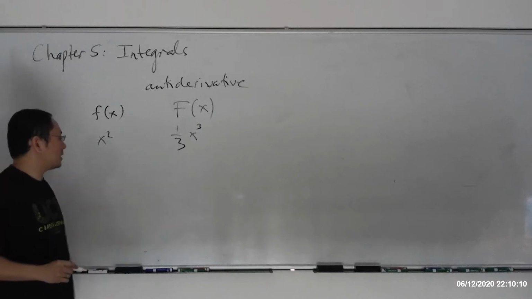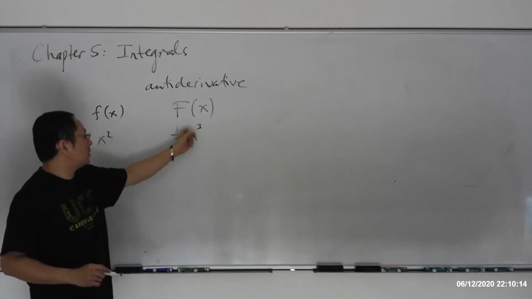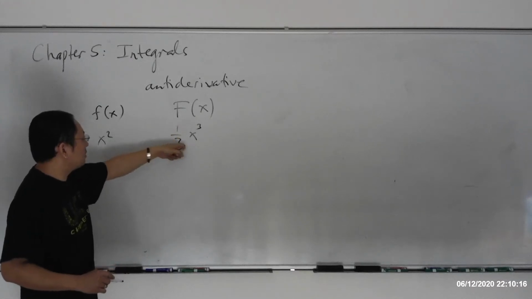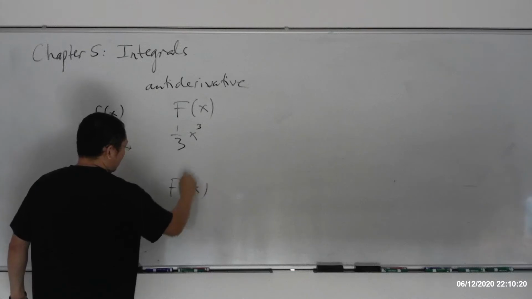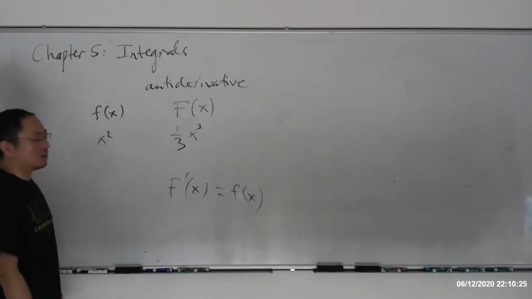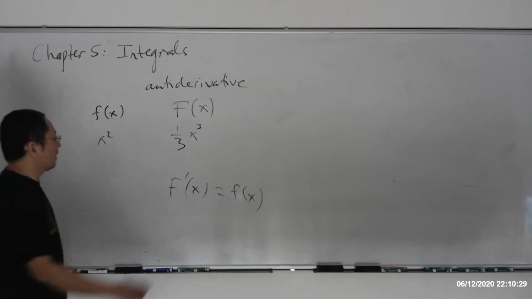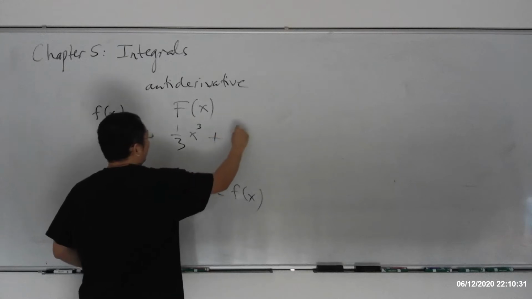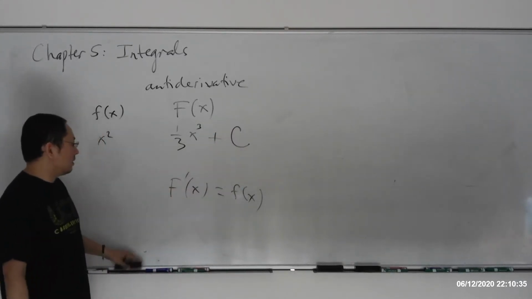And of course, it's just an example. Check it out: the derivative of x cubed is 3x squared. The 3 is going to cancel with the 1/3, and you have x squared left. Big F of x, its derivative is equal to f of x. And the function big F of x right here, we call it the antiderivative of the function little f of x. And of course, it's not just one function. You can always add a constant, because the derivative of a constant is equal to 0 all the time.